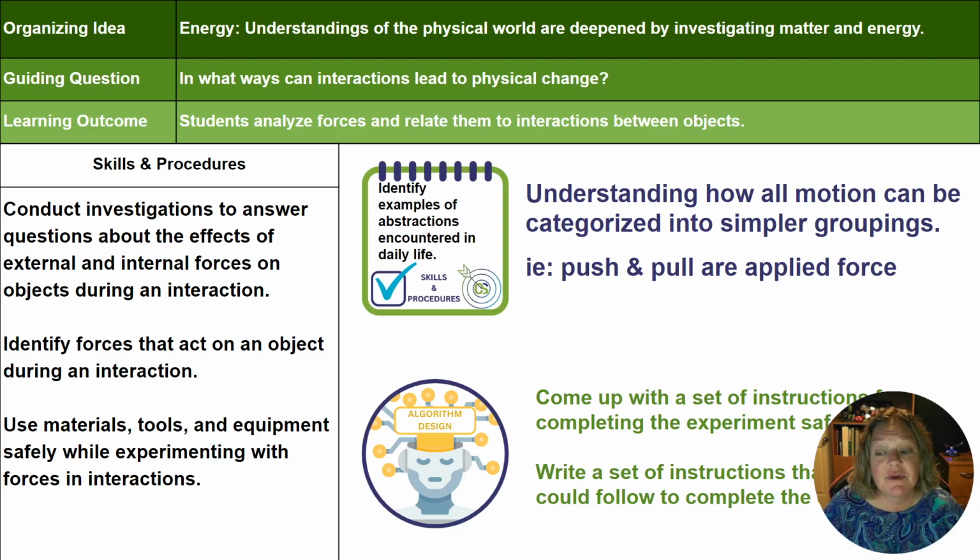So we could ask them to come up with a set of instructions for completing an experiment safely. Here they have a skill in energy that requires them to be able to use materials and tools safely. So we could ask them to come up with a set of instructions that should hopefully mean that they will follow those instructions and therefore meet this energy skill. They're also going to have used some of their computer science skills while they're developing that set of instructions or algorithms. We could also ask them to write that set of instructions for a machine so that a machine could complete this experiment and make that connection into computer coding.